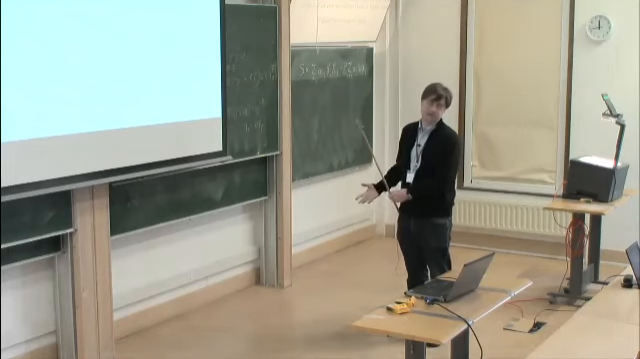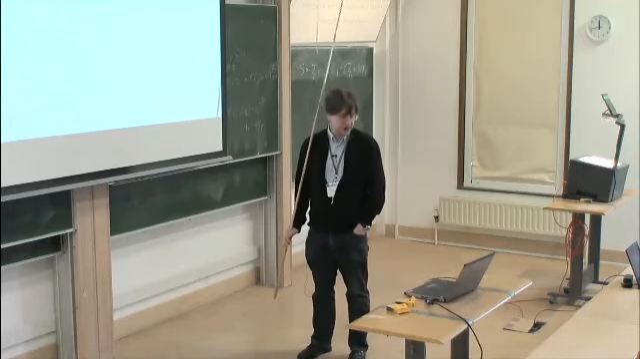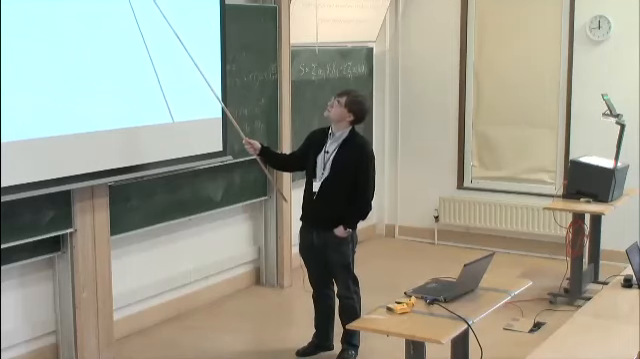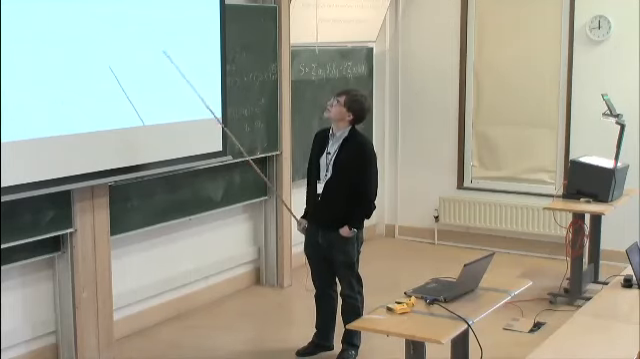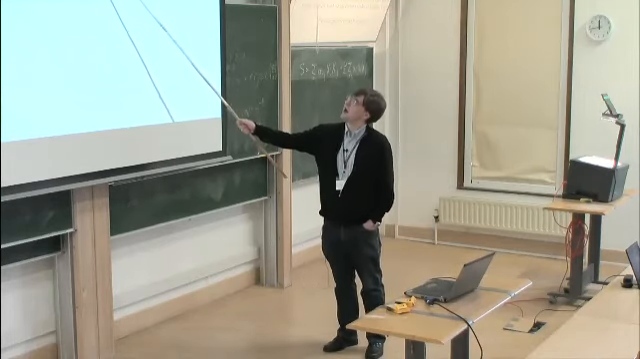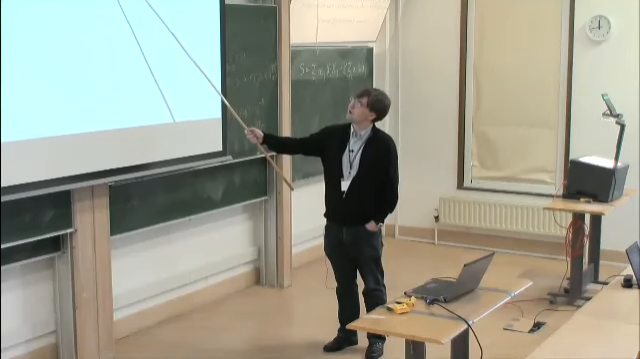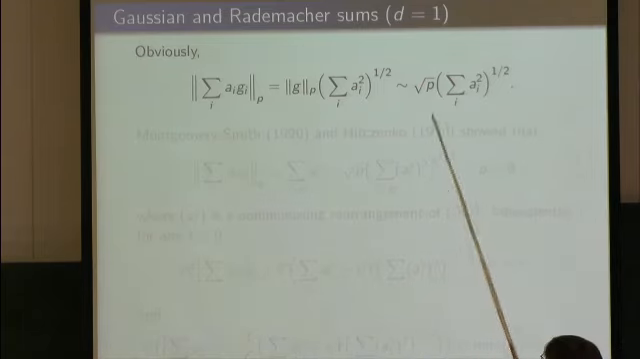So for Gaussian, there is nothing to say. Obviously, a sum of Gaussians is Gaussian. So your parameter, the variance, is just the sum of a_i squared. So it means that we have this equation, and the only thing to observe here is that the p-th moment of Gaussians grows like square root of p. If you want the precise growth, it's, I guess, square root of p over e, or square root of e, but here we don't care about the constant.